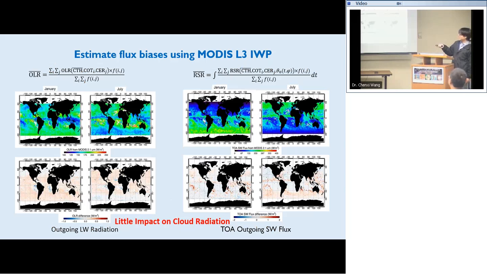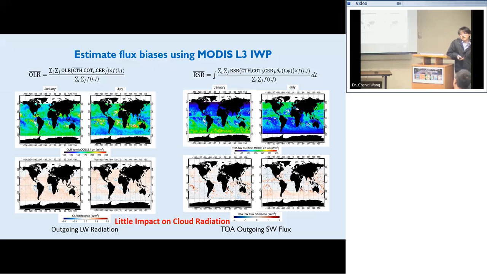So you can see that although you can find some spatial structures here, if you look at the magnitudes, they are very, very small. They are between negative and positive 0.5 watts per square meter, something like that. So I have to say that difference is quite small. So the ICVH has little impact on cloud radiation. This is quite small in comparison to other uncertainties of clouds.